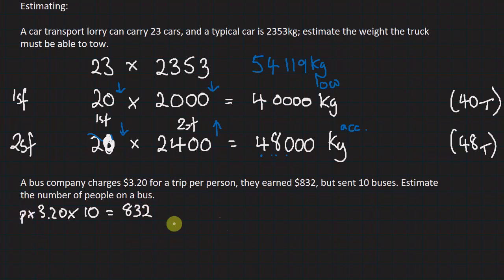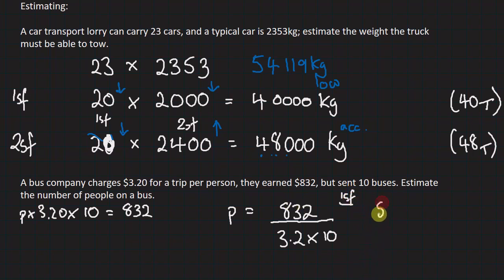To get my calculation, I would rearrange it. I want the number of people is 832, and when these come to the other side, they turn into division parts. So we get 3.2 times 10. So to be able to do rounding, round to one significant figure. Normally a good start. So we got 800 divided by 3.